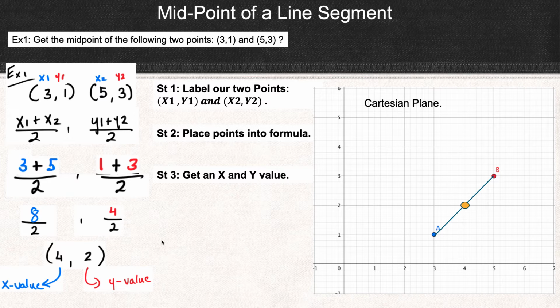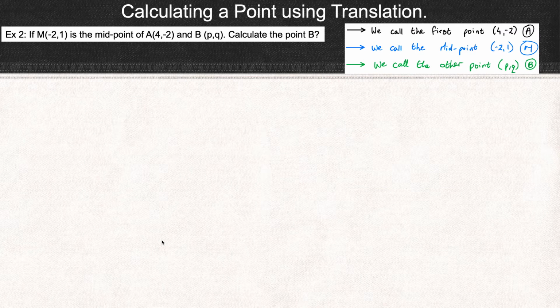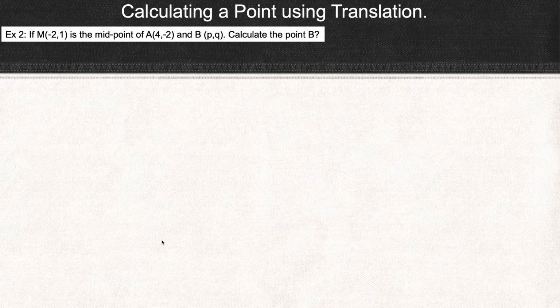I'm not going to do just a midpoint on its own. The next bit comes up a bit. That's an easy way to ask a midpoint. You probably won't be asked that easily. This is another way that will come up. M is the point minus 2, 1, and it is the midpoint of A and B. A is the point 4, minus 2, and B is P, Q.